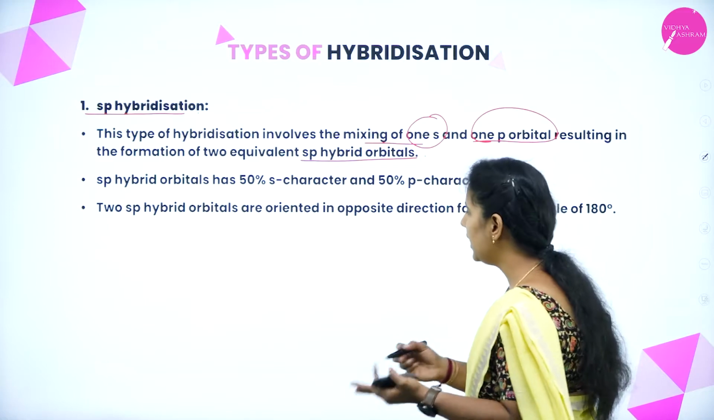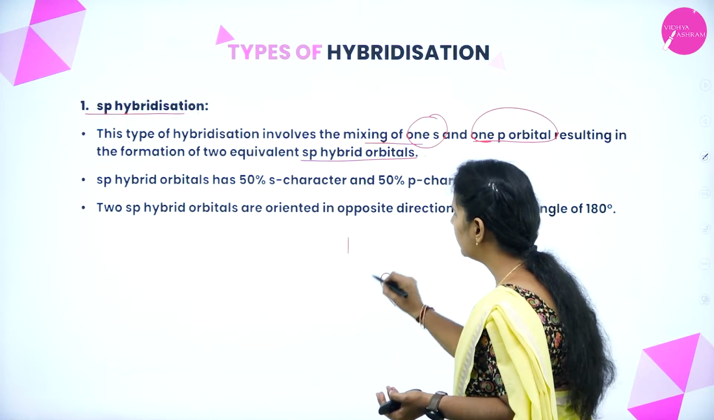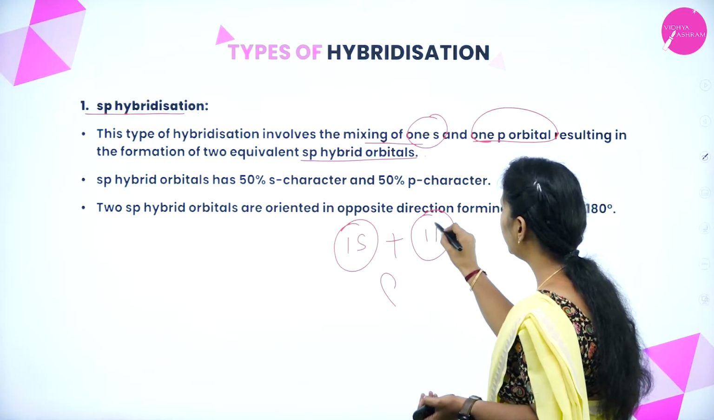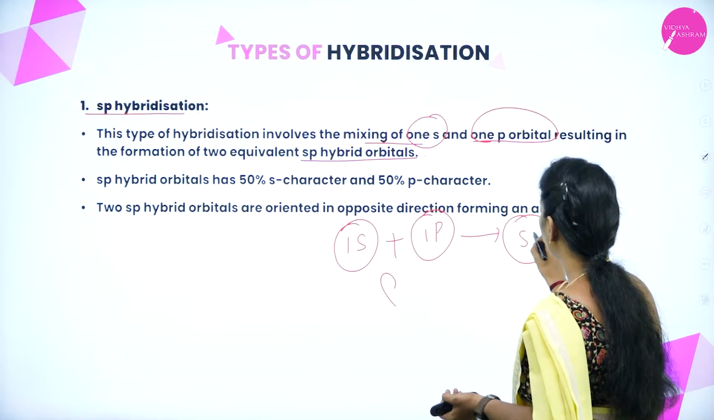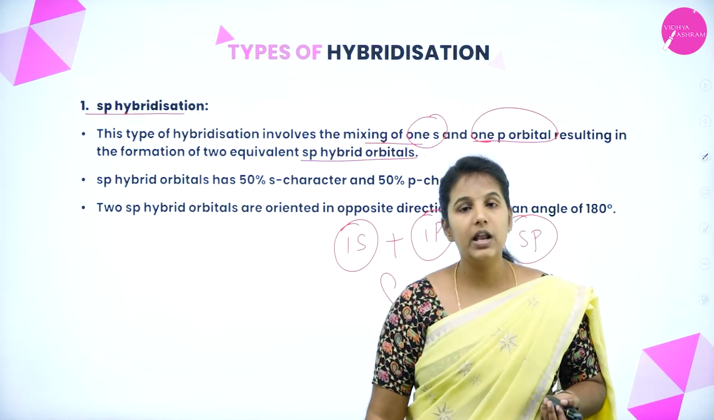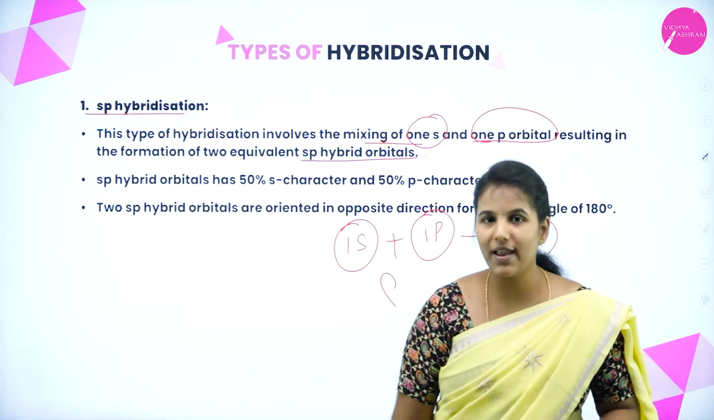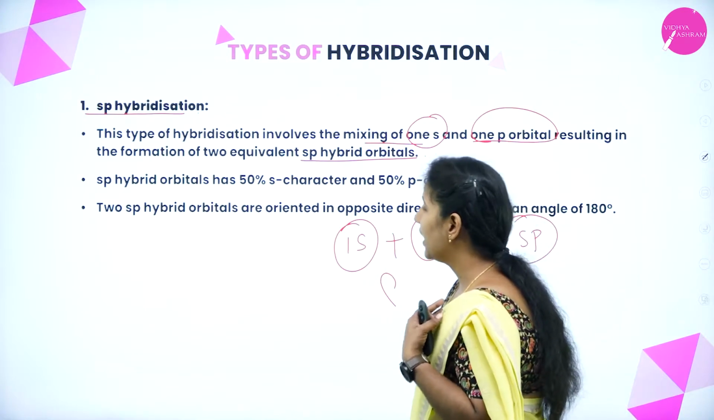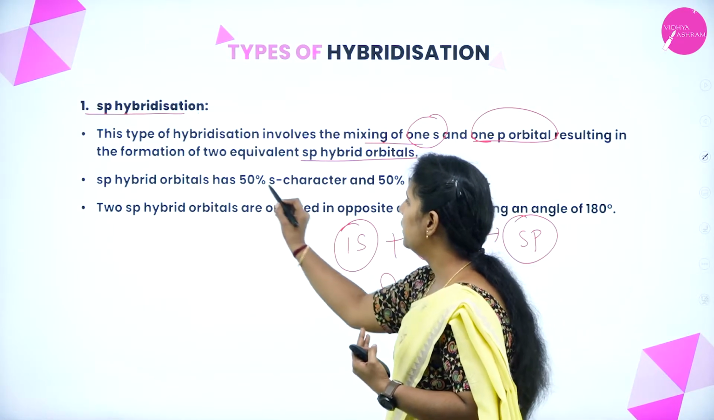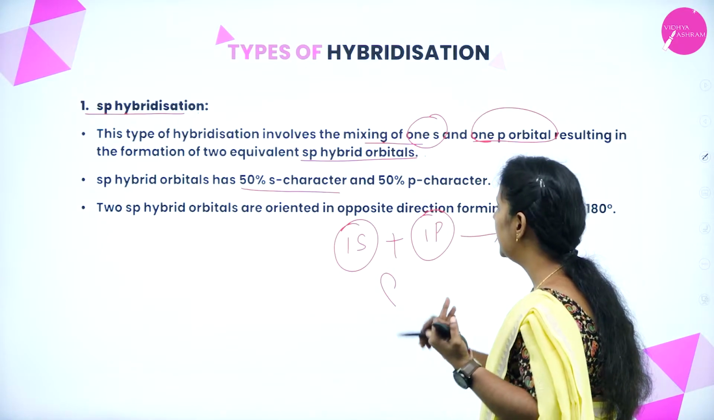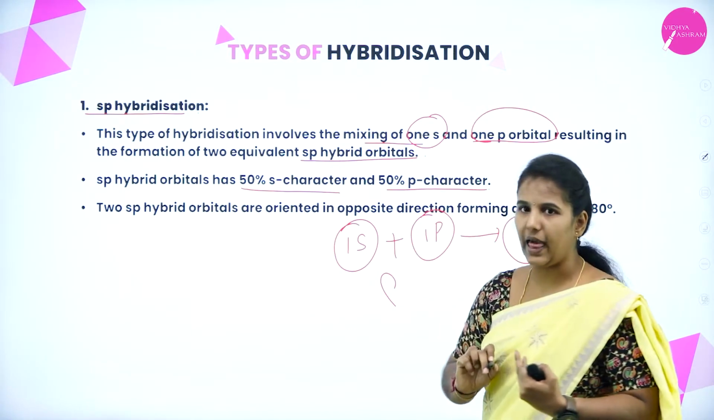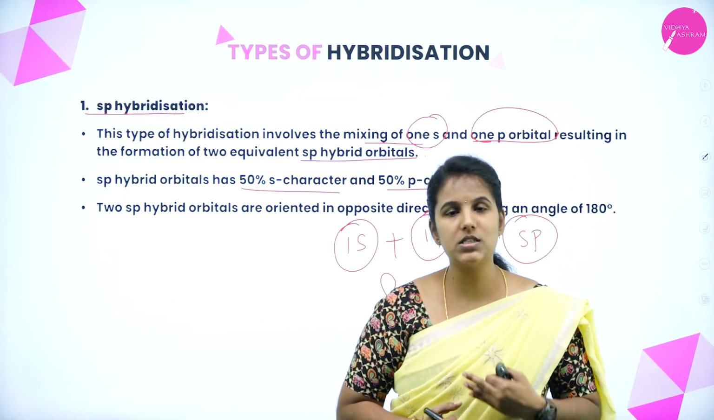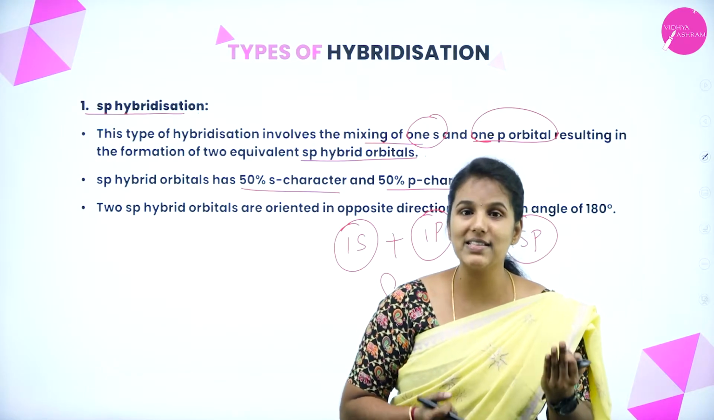So what are we considering? We are considering one s orbital and one p orbital, which results in the formation of sp hybrid orbitals. Okay. These sp hybrid orbitals have equivalent energy, and sp hybrid orbitals have 50% s character and 50% p character. Why does it exhibit 50% s and p character? Because it is a combination of what? S and p orbitals.